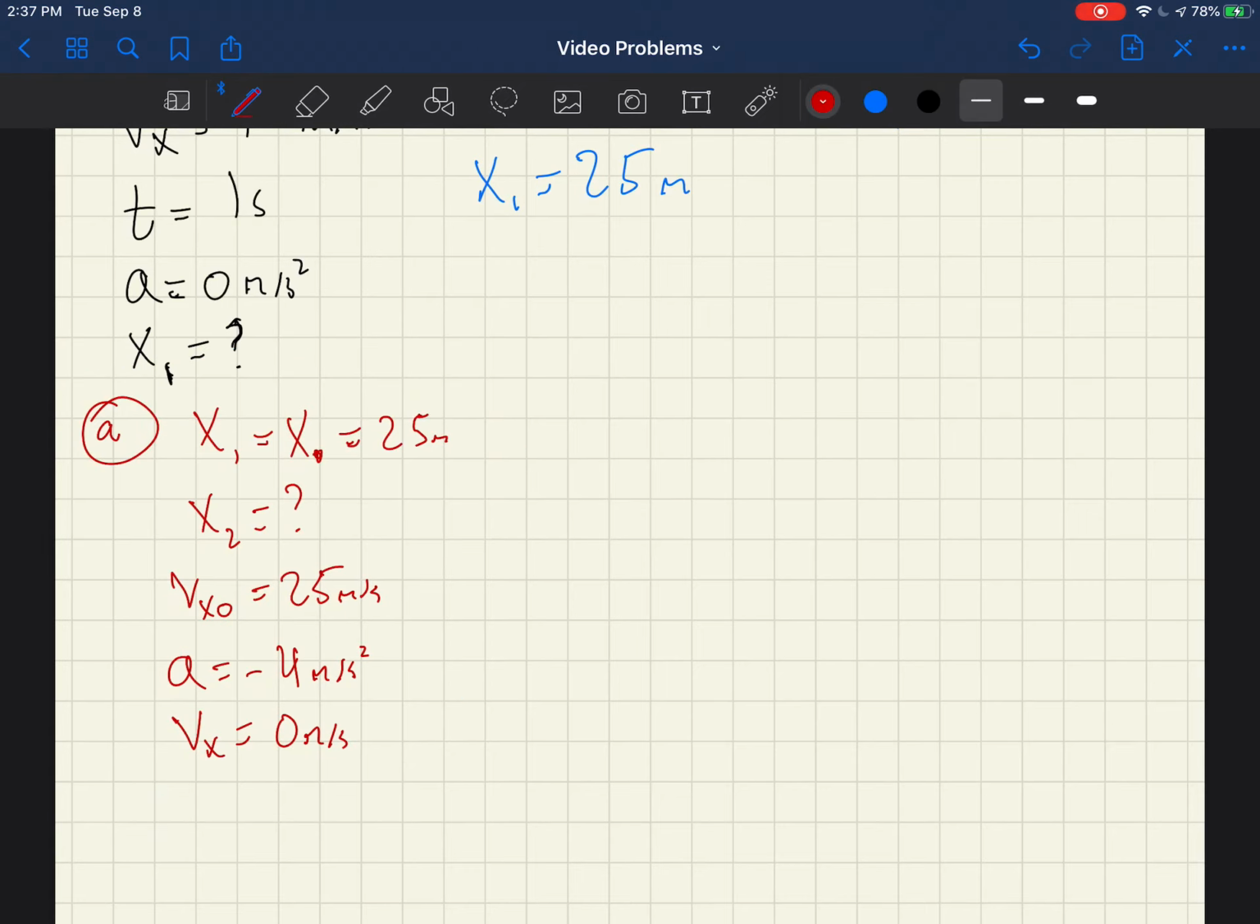All right, so I don't have time, so that means I'm going to look at my equation sheet, and I'm going to say, well, the only one is that third one. That's the one I'm going to use. So we have Vx squared is equal to Vx0 squared plus 2ax times x minus x naught. I'm looking for x2, which is x in this case.